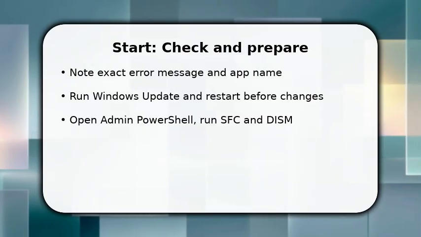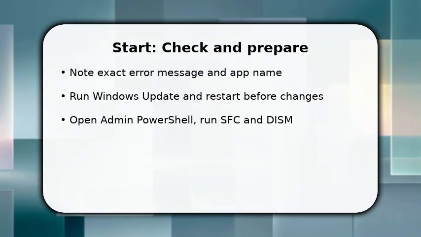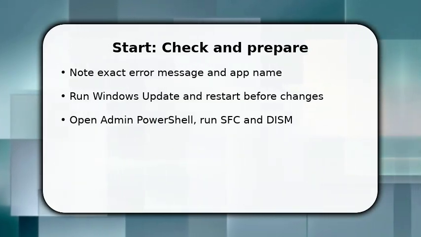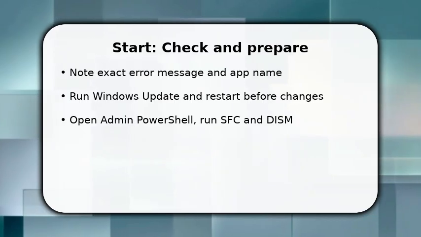You start by capturing the exact runtime error and which app fails, because that guides which redistributable you need. Once done, make sure Windows Update is current and restart to avoid transient issues.